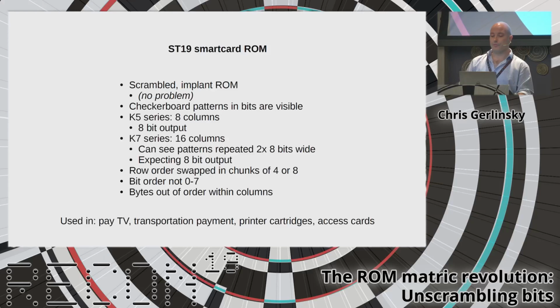In these chips, you see checkerboard patterns that show through from the scramble that they use. So I've looked at 2 series of the ST19 chips. There's a K5 series, and the ROM on those is organized into 8 columns, and it has an 8-bit output. Or there's a K7 series, which is organized into 16 columns, but it is still an 8-bit output. So we have 2 sets of columns that are just paired up. For the scramble, they do some swapping of the rows and the bits and the bytes within the columns. And these chips, you can find them used in pay TV, access systems, transportation payment for like the bus or whatever. Printer cartridges use these for copy protection.